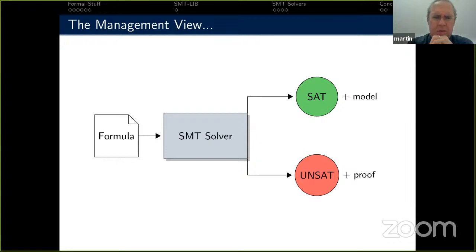Okay, so why is it harder? Why is this different? At the management level, a formula goes in a box, SAT, unsat. This is exactly what Armin's doing. The difference is in the formula, in what language the formula is written in. For Armin, he was talking about CNF written in DIMACS format. He may well have talked a little bit about AIGER. The point is that in his case, it was propositional logic.